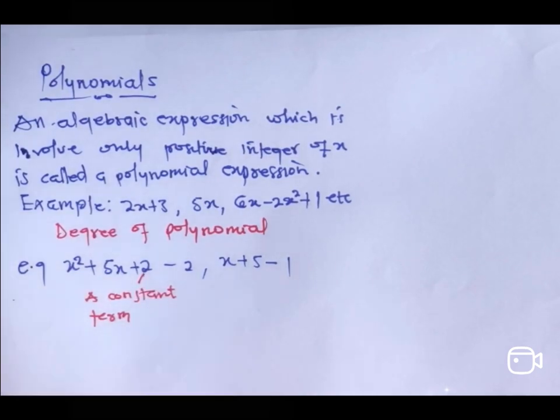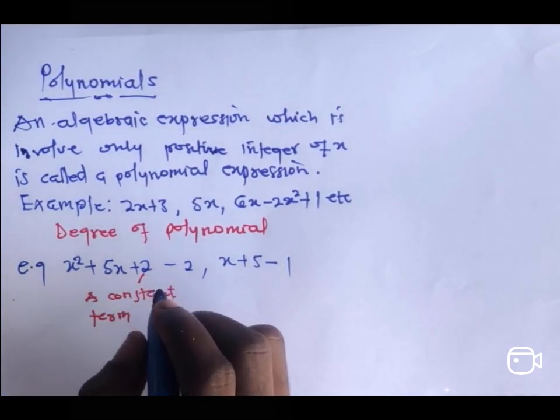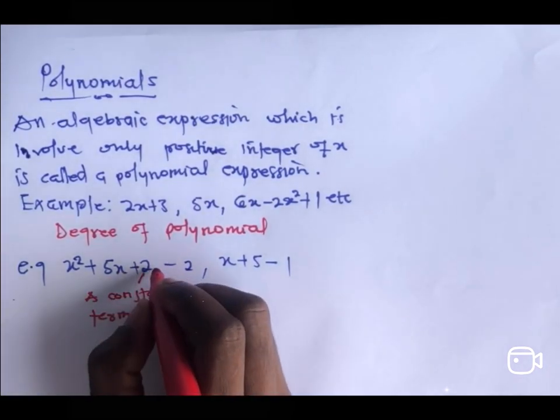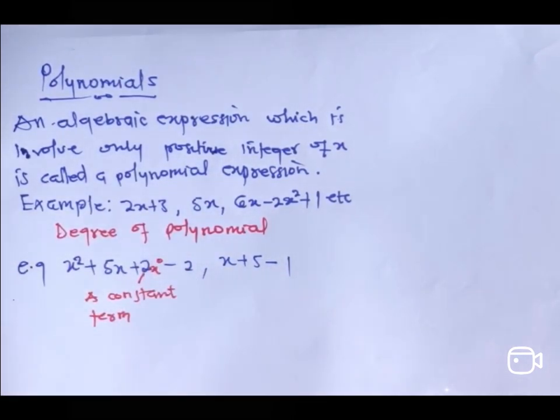And this 2 is having a variable, just that we don't write it. It's x to the power 0, and x to the power 0 is 1, and we are saying that that 2 is called a constant term.